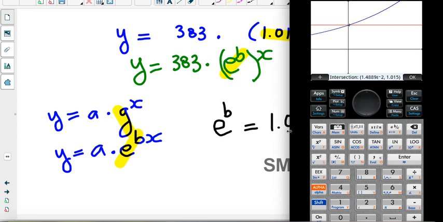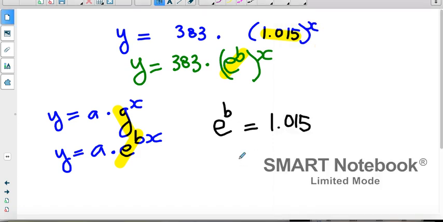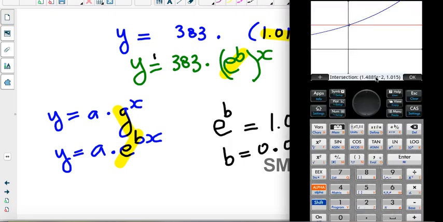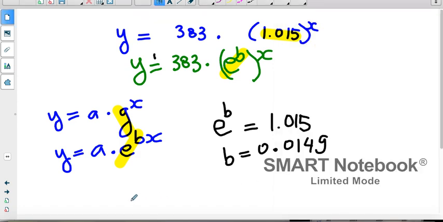When you write it as a decimal, that will be, decimal point moved two places to the left, 0.0149. So B is 0.0149 to 3 significant figures. So let's check one more time. 0.0149 to 3 significant figures. So that should be fine.